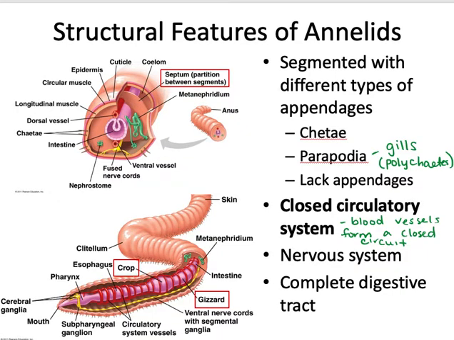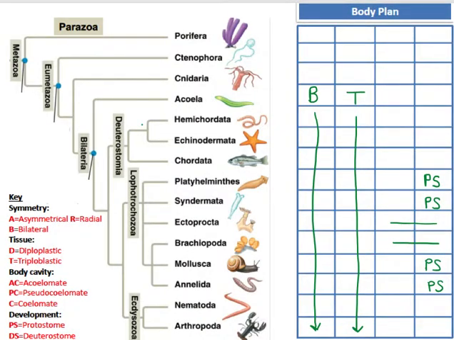I would like to go back to our body plan chart and fill in the information that we covered today. So our platyhelminthes were acoelomates. Our rotifers were pseudocoelomates. And both our mollusks and annelids are coelomates. So next up, in our part 3, we're going to be covering the clade Ecdysozoa.